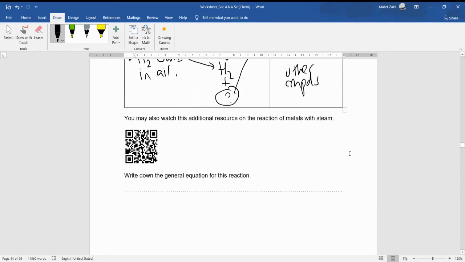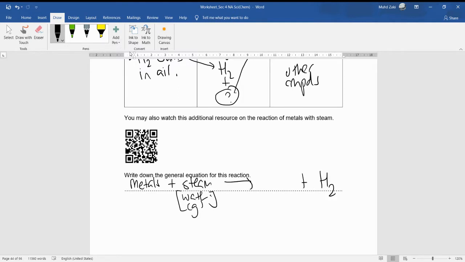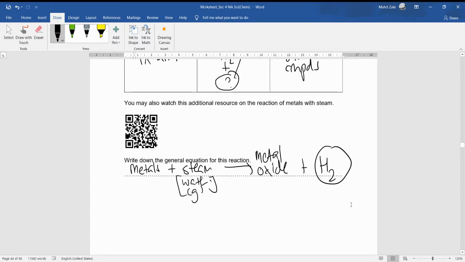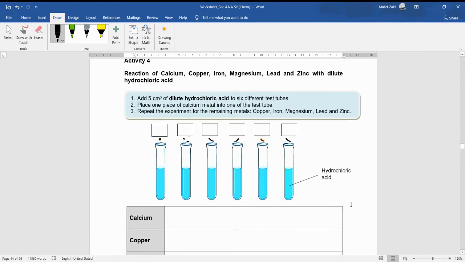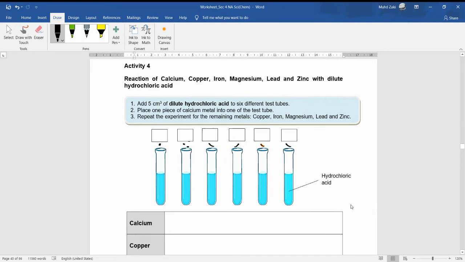The correct answer for metals and steam: steam is also water in gaseous state. You'll get two products. You still get hydrogen. All the reactions that you learn later all produce hydrogen. Only the other compound is different. This is metal oxide, not metal hydroxide. Okay, next.